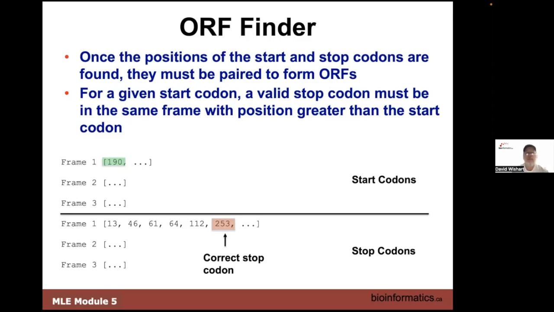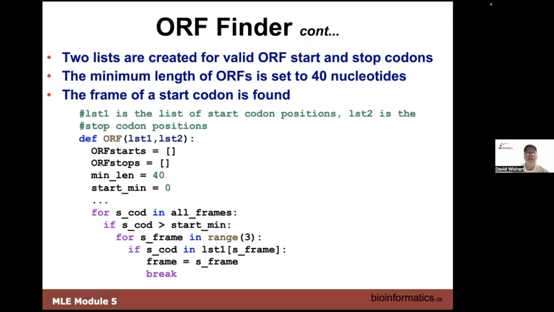And we have to identify that for a given start codon, if it's at 190, something that has a stop codon that's less than 190 is not possible. But if it's greater than 190, and if it's greater than 190 plus 40, it's potentially a valid stop codon. So this is where we've got a minimum length that says we can keep that. Then, based on knowing which frame we've been working in, we can say this is the start and stop codon. So again, this is what the ORF finder is doing.